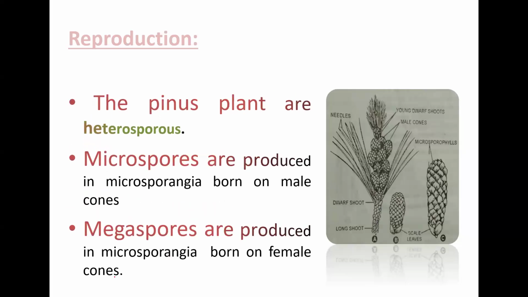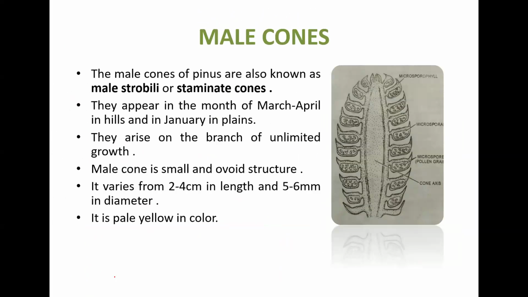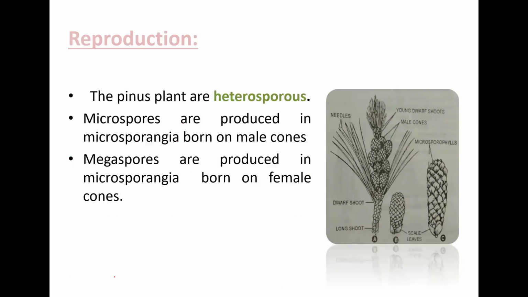One more point I want to tell you here is that the Pinus plant is unisexual. That means the male plant is different from the female plant. Male and female plants are both different. Male plants will produce male cones and female plants will produce female cones. That means the male plant will develop microsporophylls. You can see the diagram here.